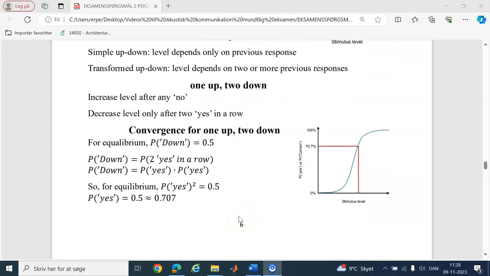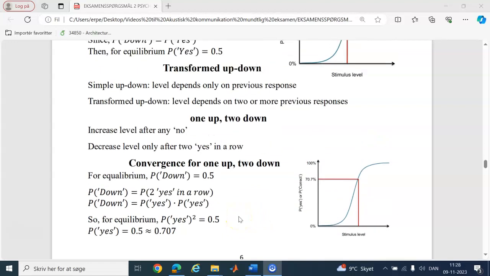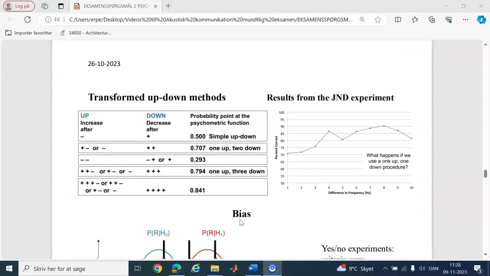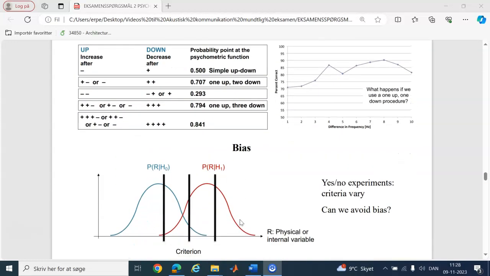And for instance, if it is 1 up, 3 downs, then P yes is the third root of a half. So we can continue like that. What happens if we use a 1 up, 1 down procedure?